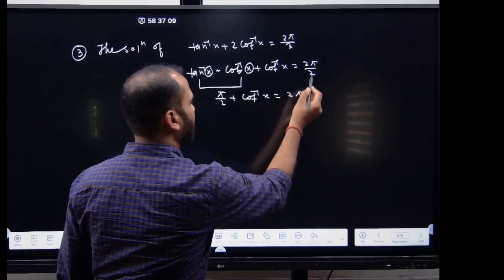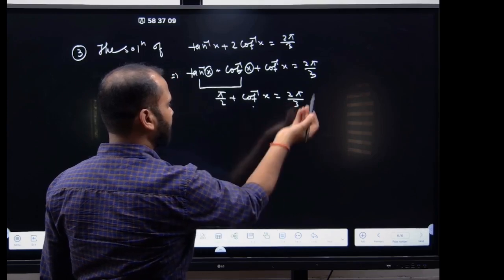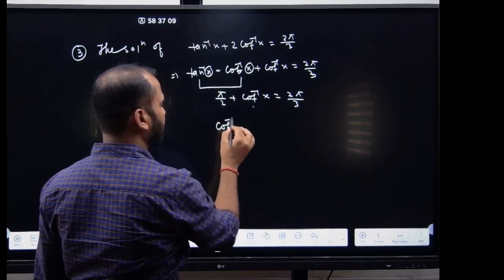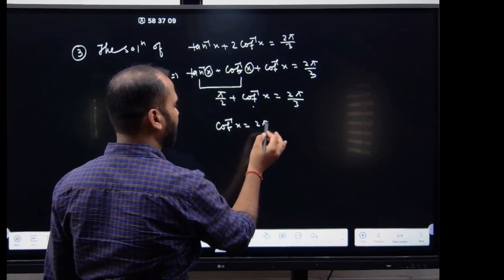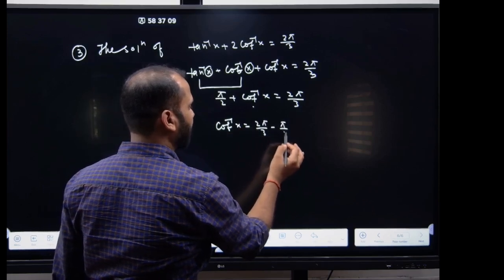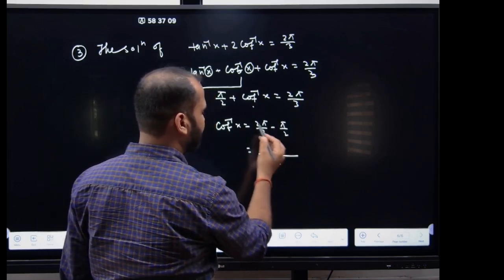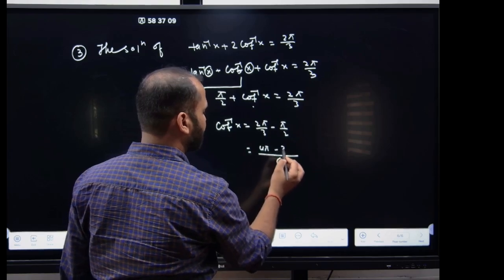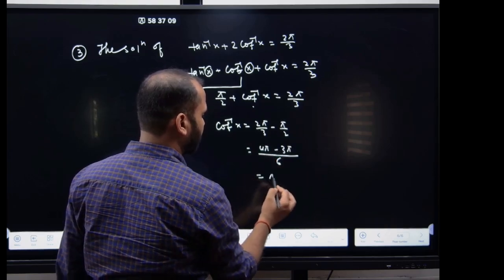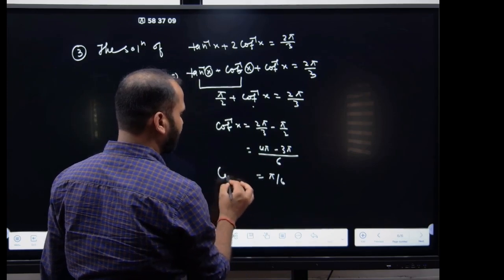Is equal to 2 pi by 3. This I will be taking that side. So cot inverse of x is equal to 2 pi by 3 minus pi by 2. Should I take LCM? 6 will be the LCM, 4 pi minus 3 pi. How much should it be? Pi by 6. Cot inverse x.